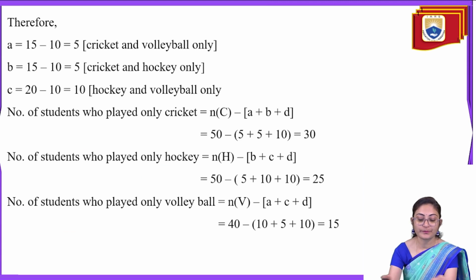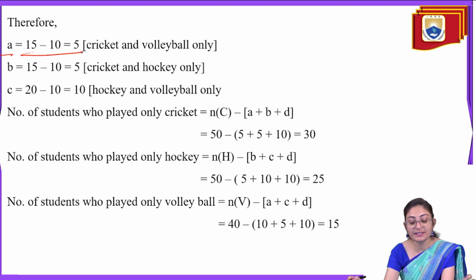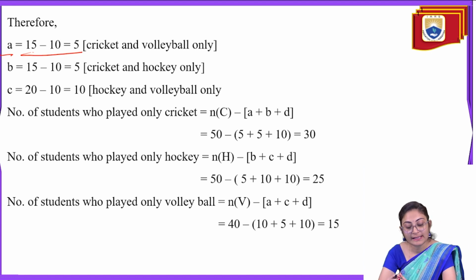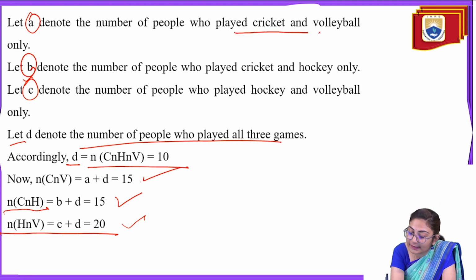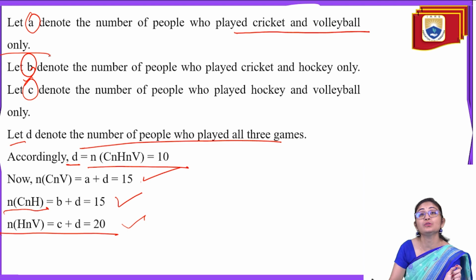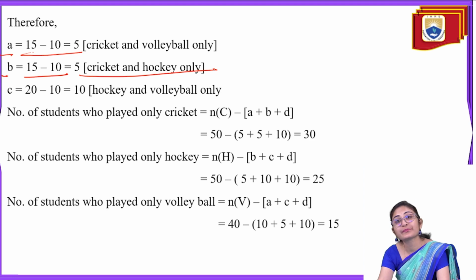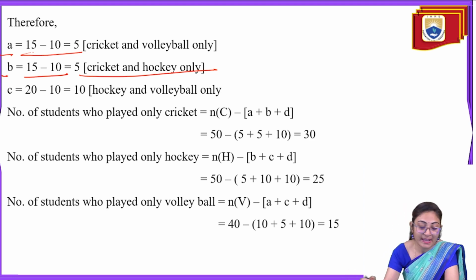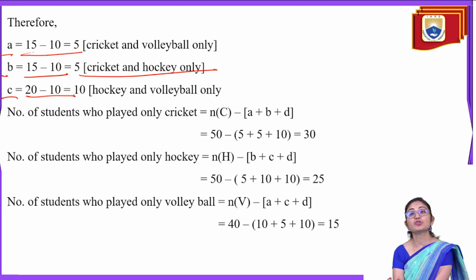Now therefore A is equal to 15 minus 10, that is 5. A is showing those who played cricket and volleyball only. Then B is equal to 15 minus 10, that is 5. It is showing cricket and hockey only. And C is 20 minus 10, that is 10. It is showing hockey and volleyball only.